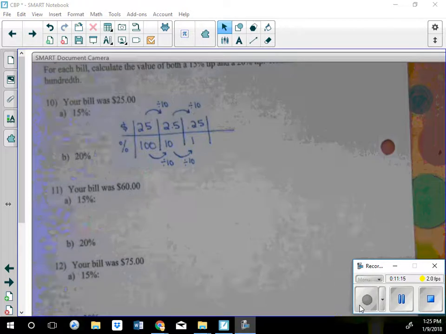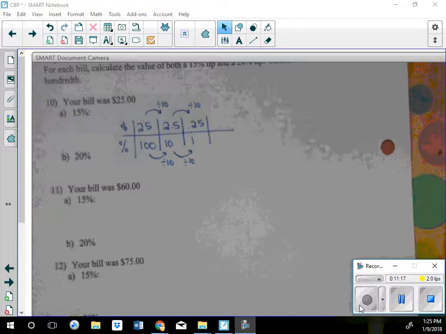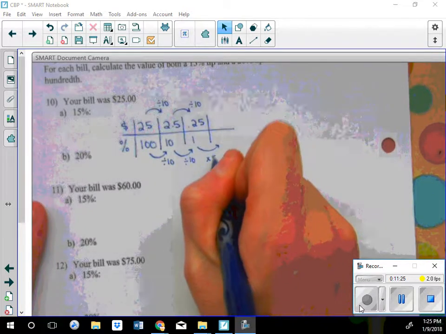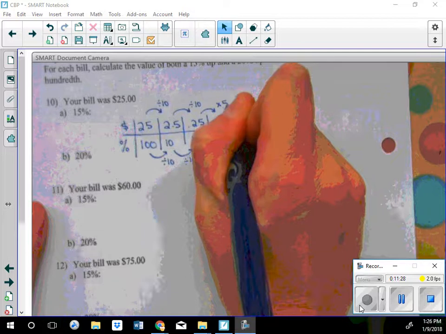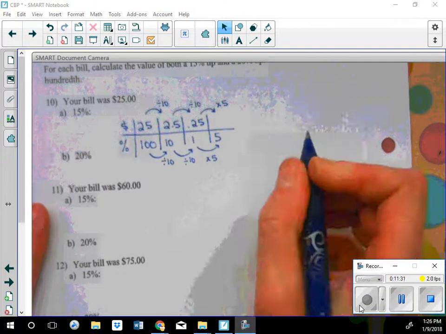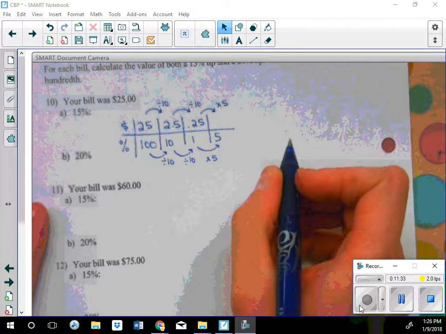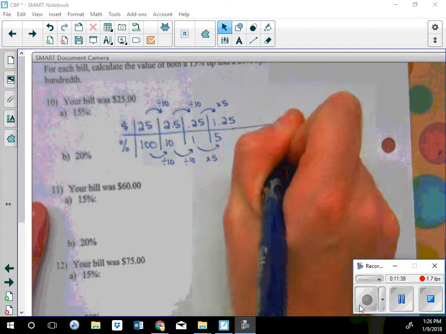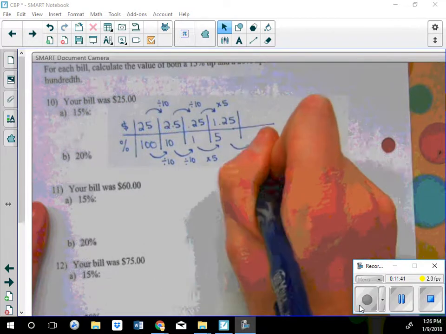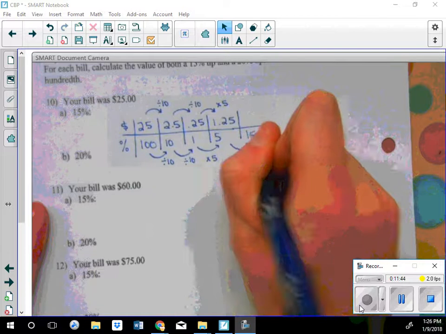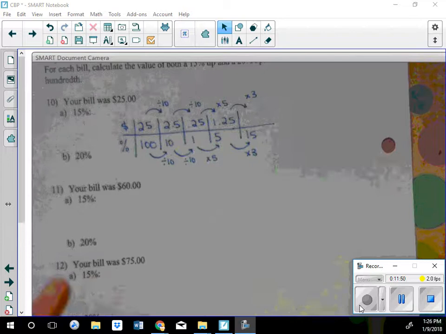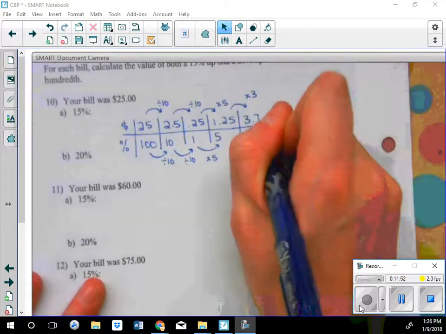Now let me ask you this. Can you do 25 cents or 25 hundredths times 15 in your head? How about we do this? Could we multiply these by 5? Oh yeah. The 1 times 5 is 5 and 25 cents times 5 is $1.25. Then you multiply both those by 3. So you get your percent to 15 and your money to $3.75. Good job. That was awesome.